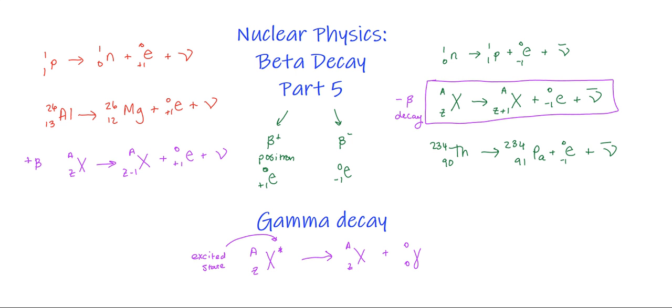And that gamma ray emission, that energy that's released, can be determined by using one of the photon equations. And this can actually occur fairly commonly.